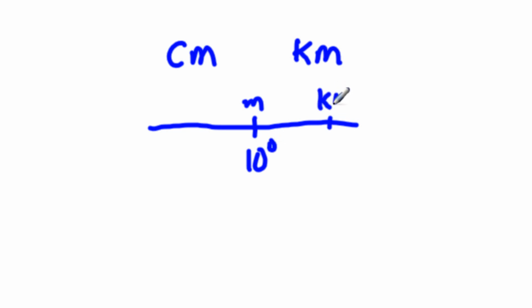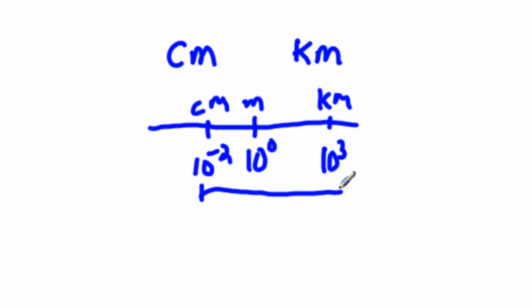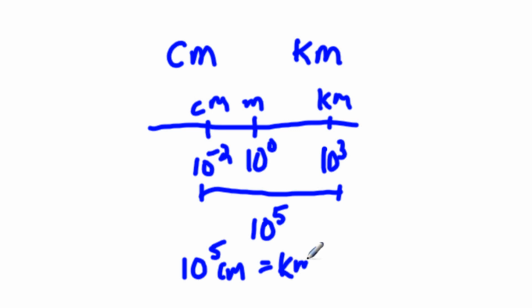A kilometer is 10 to the third. A centimeter is 10 to the minus 2. So my question is, going from 10 to the minus 2 to 10 to the third, how many powers of 10 is that? We always want to express it as a positive power of 10, so that is 10 to the fifth. Next question, who's the little guy? Who's the big guy? Centimeter is the little guy, and therefore we can say that a whole bunch of little guys is going to be equal to a big guy.